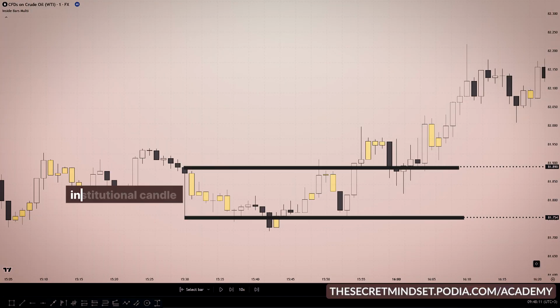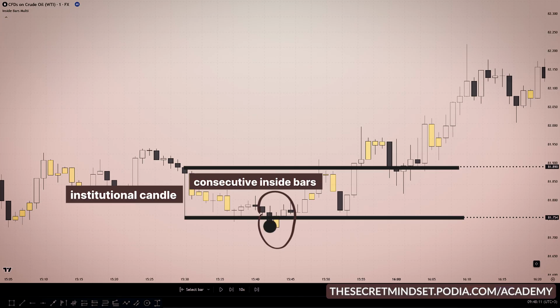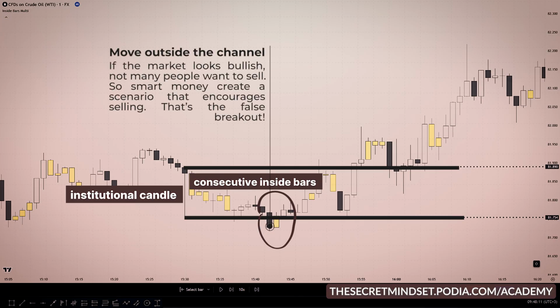Think of it like this. If smart money wants to buy a lot of orders, they need someone to sell to them. But if the market looks bullish, not many people want to sell. So they create a scenario that encourages selling. That's our false breakout. Once they have these sellers, they can buy.